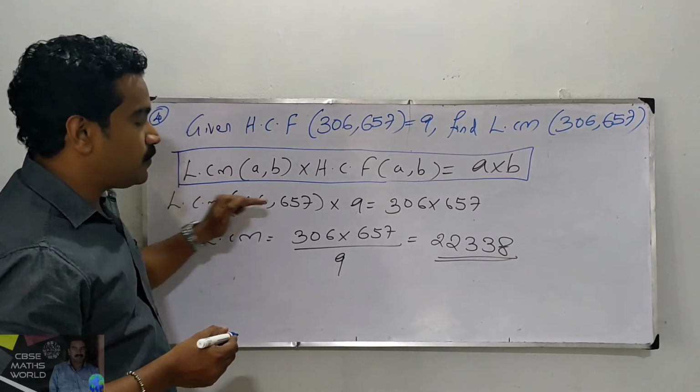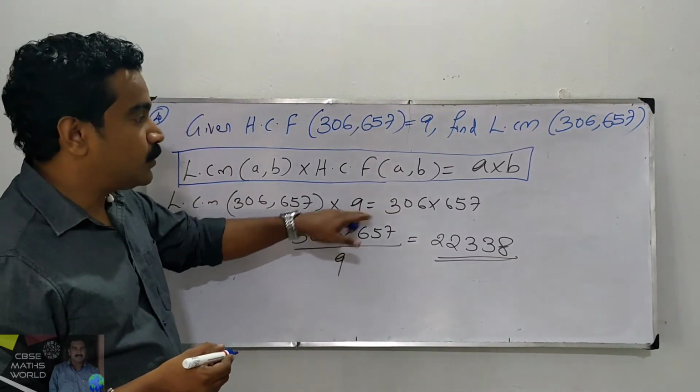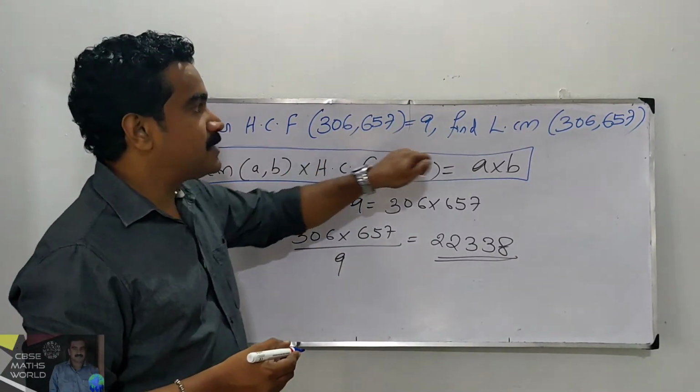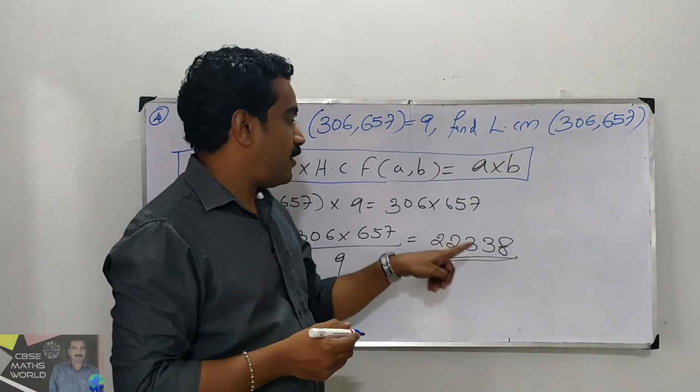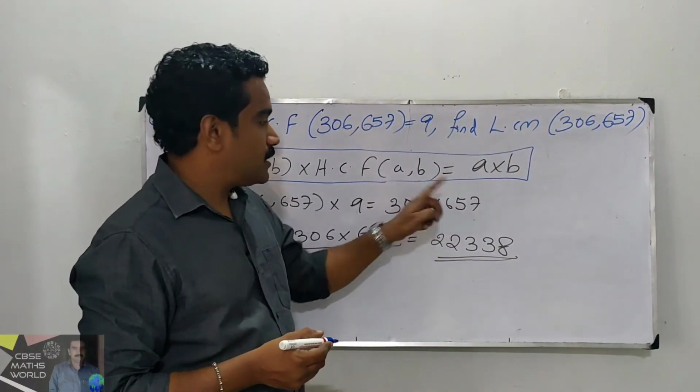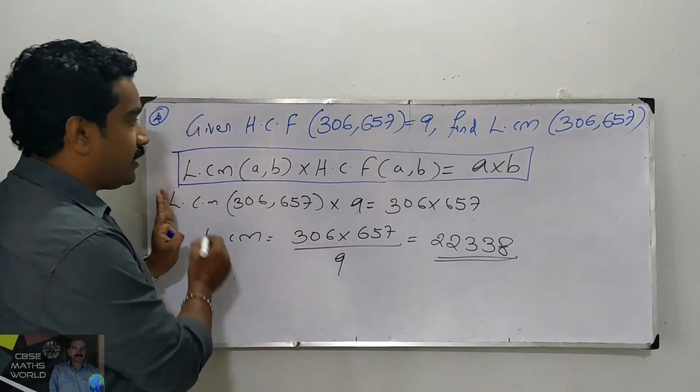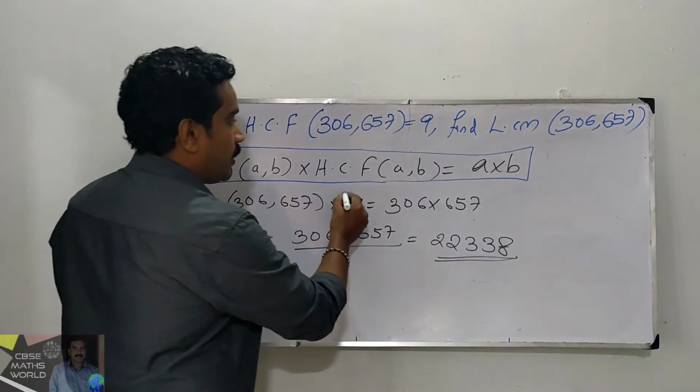So LCM into HCF, which is 9, is equal to the product of the two numbers. Which are the numbers? The numbers given in the bracket, 306 and 657. So it is 306 into 657. So we want to find LCM. So bring this into 9 to this side.